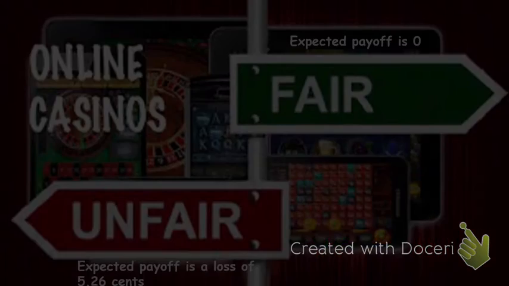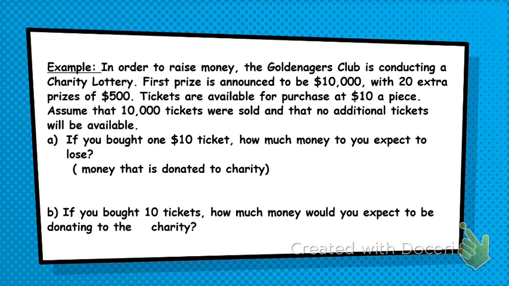Okay, so let's look at an example and see if we can determine if it's fair or unfair. In order to raise money, the Golden Agers Club is conducting a charity lottery. The first prize is announced to be $10,000 with 20 extra prizes of $500. Tickets are available for purchase at $10 a piece. Assume that 10,000 tickets were sold and that no additional tickets will be available. If you bought a $10 ticket, how much money would you expect to lose?